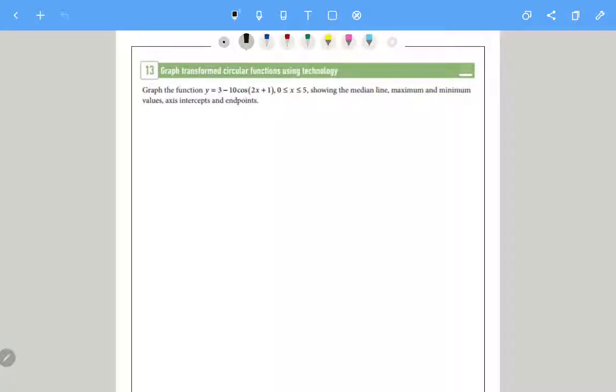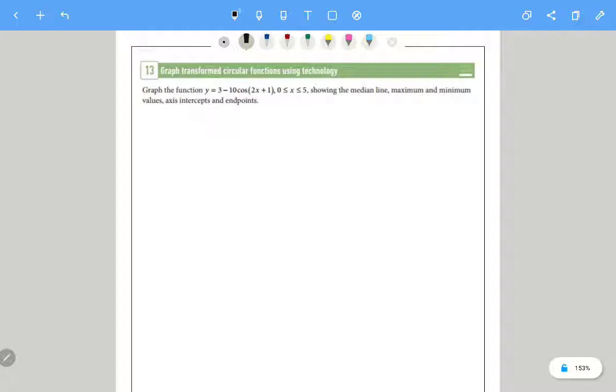Today we're going to have a look at these circular functions, these trigonometric functions, but this time we're going to be having a look at them using technology. So in this case we've got this function here, y equals 3 minus 10 cos of 2x plus 1 between 0 and 5. So there's a few interesting things that we can take away from this.